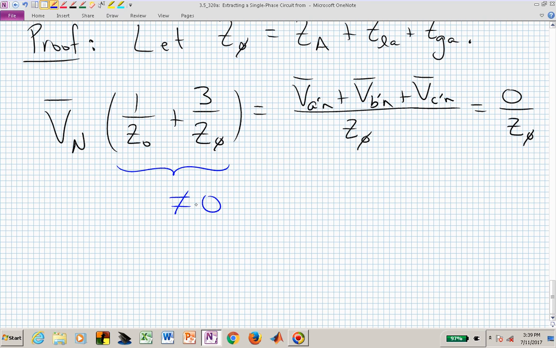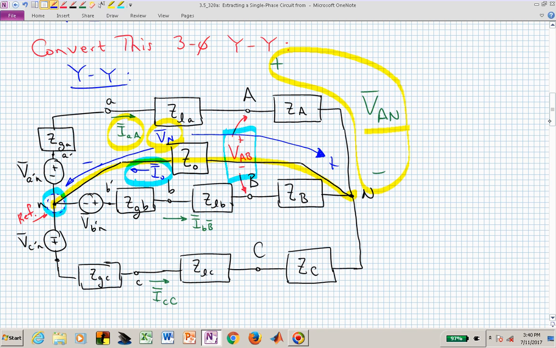Here, this is not equal to 0, so that means that we have some non-zero quantity times V sub n equaling 0. Well, if the product of that expression on the left has to equal 0, then the only way that can happen, since the one term in that product is not equal to 0, is that V sub n, capital V sub n, is equal to 0. What does that mean here? Now we know our reference node was little n, and that was 0. Now we know capital N is 0. That means there's no voltage drop across that neutral conductor.